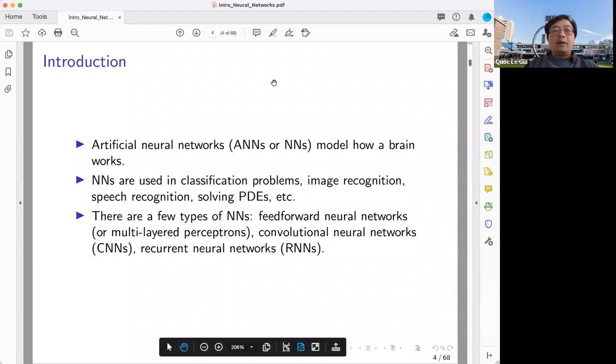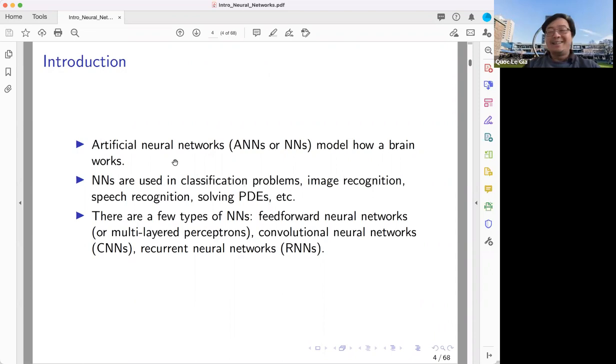I had colleagues who worried that in the future, neural networks would solve PDEs and we wouldn't have anything to do. So I started to look into the reality of whether neural networks can do everything. Now there are a few types of neural networks: feed-forward neural networks, or multi-layer perceptrons, which is the one that I'm focused on today.